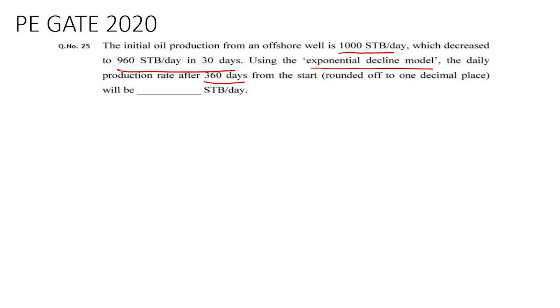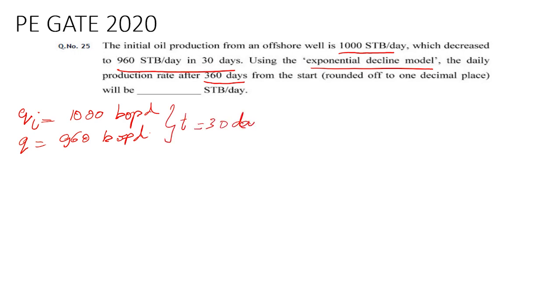Very simple question. So let's write the data given. Q initial is 1000 barrels of oil per day. Q is given as 960 barrels of oil a day. This particular thing has occurred in 30 days. T is equal to 30 days. This much has occurred.